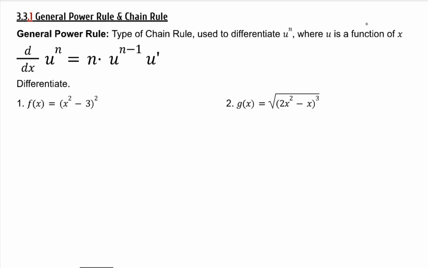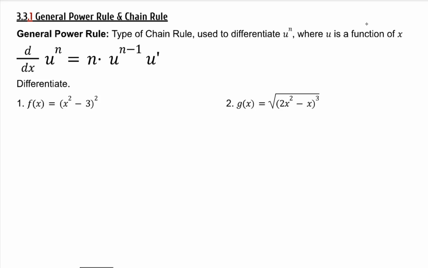The general power rule is a type of chain rule that helps us differentiate u to the n, where u is a function of x. The derivative of u to the n is n times u to the n minus 1, where we pop the n down and then power down, subtract 1 from the power. But then the chain part of it is that we have to also multiply it by u prime, the derivative of this inside x function.